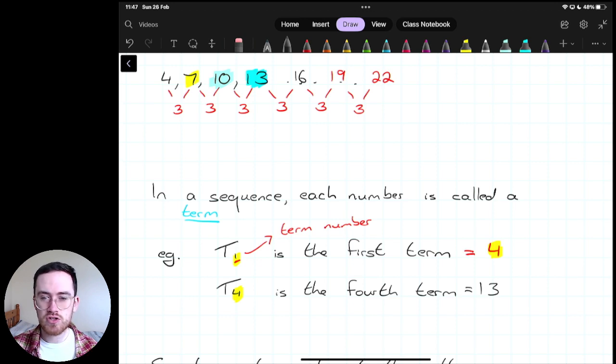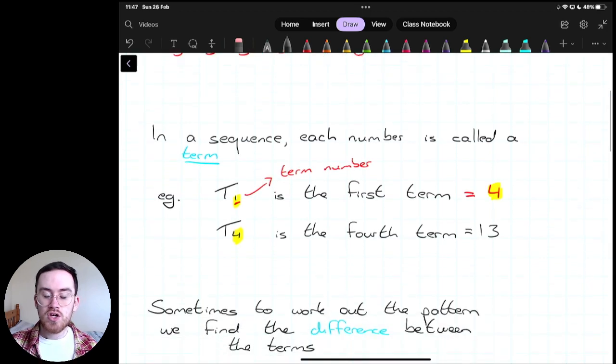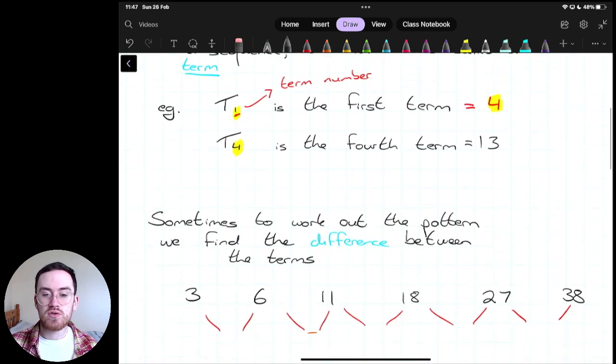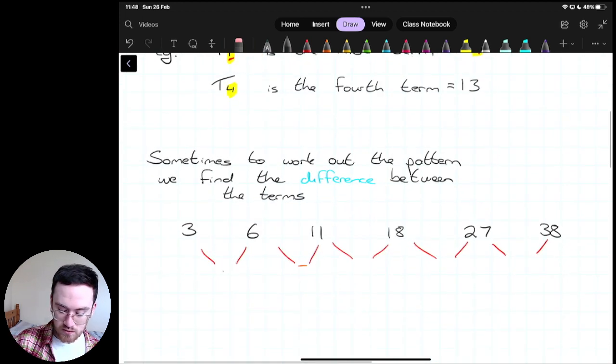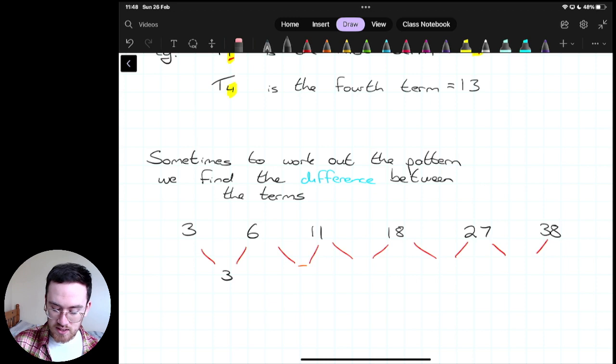So it's important to know the difference between when we're looking at the small numbers and when we're looking at the actual value. Sometimes we want to work out the pattern, so we find the difference between the terms. That's what we did in the first one. Here, looking at the difference between them, we go up in 3s. To get from 6 to 11, we add on 5. To get from 11 to 18, we add on 7.